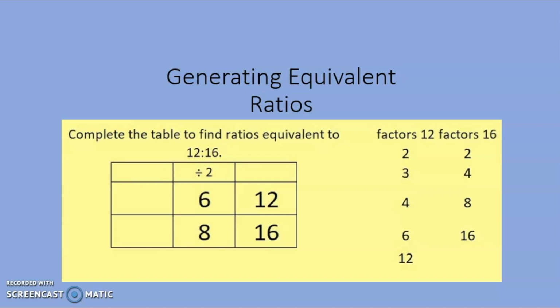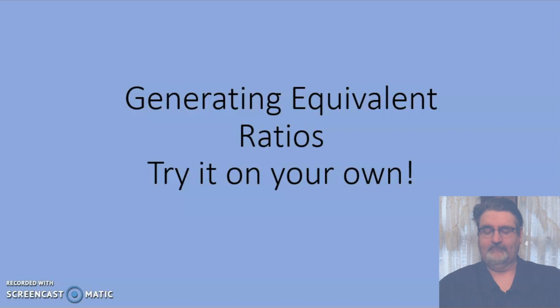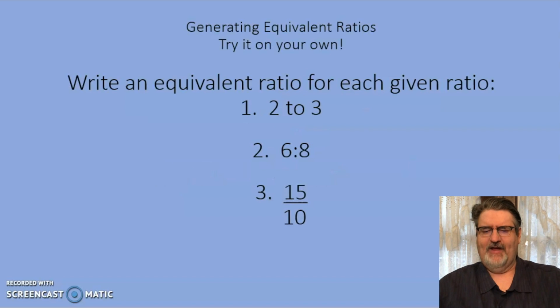So 12 divided by 2 is 6, and 16 divided by 2 is 8. 12 divided by 4 is 3, and 16 divided by 4 is 4. So equivalent ratios are 3 to 4 and 6 to 8 are equivalent to 12 to 16. Let's give you some time to write some out for your own. We have number 1, 2 to 3, number 2, 6 to 8, number 3, 15 to 10. Go ahead and write these out for yourself.